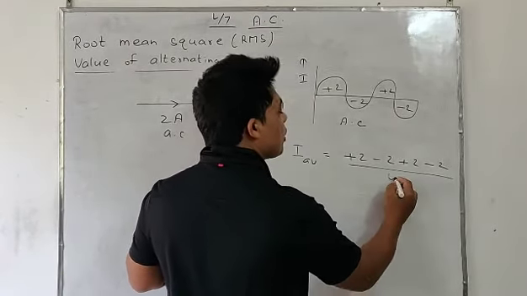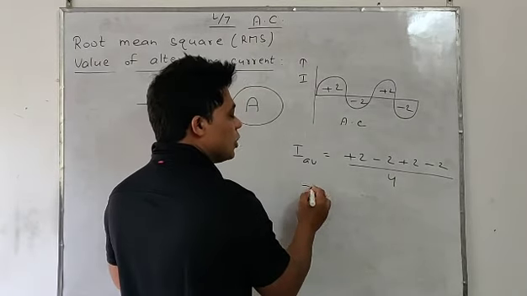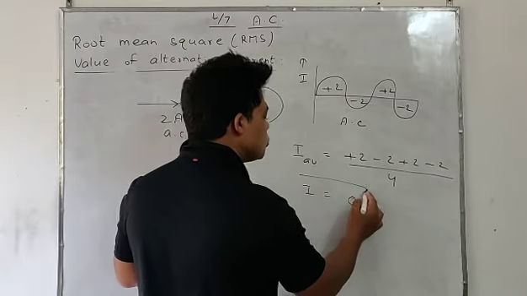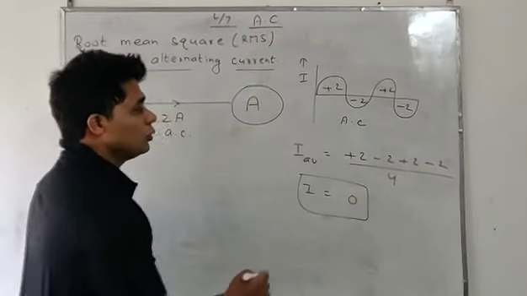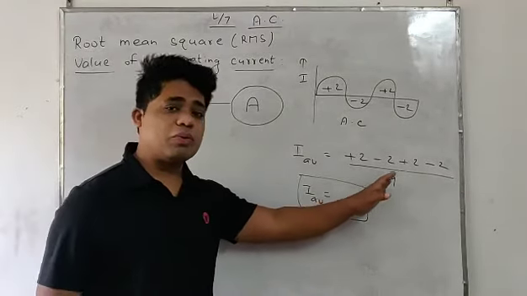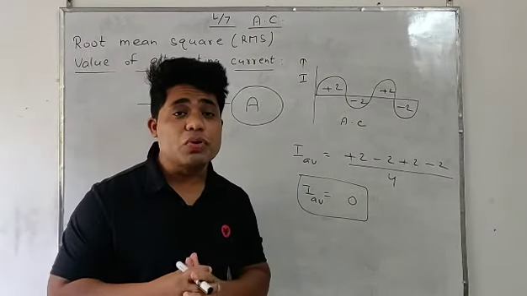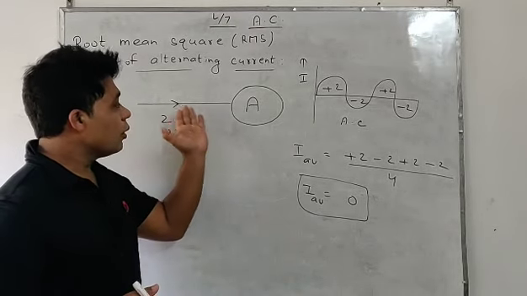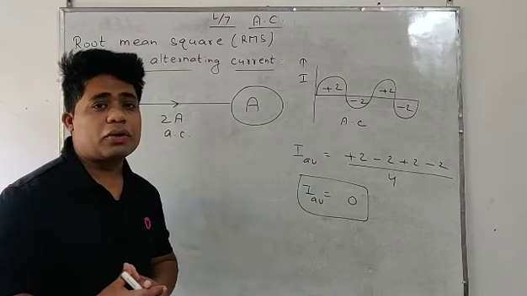Sum of objects divided by number of objects. So it will be plus 2, minus 2, plus 2, minus 2. What will it be? 0. Actually, an ordinary ammeter always measures the average value, so it gives a 0 reading, 0 ampere. But what is the reality? This wire actually has 2 ampere alternating current.